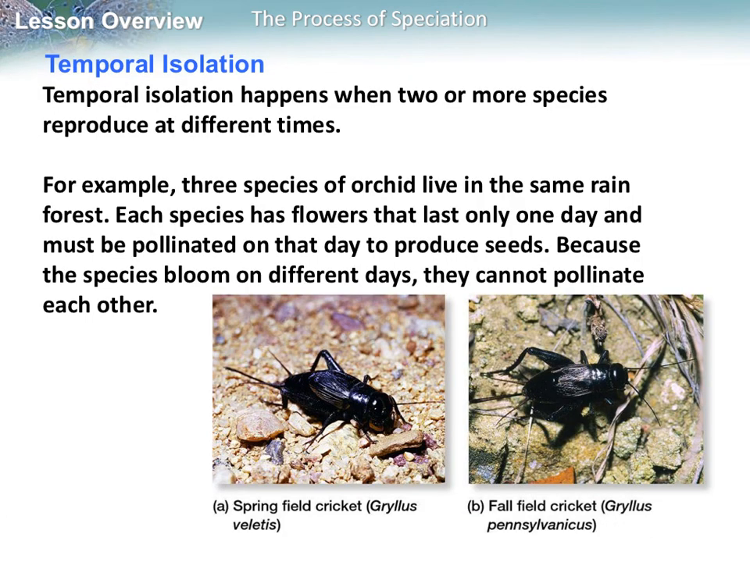The next kind of isolation is called temporal isolation, when two or more species reproduce at different times. So, for example, there might be 3 species of orchids that live in the same rainforest. Each species has flowers that last only one day and must be pollinated on that day to produce seeds. If they bloom on different days, they cannot pollinate each other, so they are isolated from each other. We also have crickets. We have the spring field cricket and the fall field cricket, and they reproduce one in the spring and one in the fall. They are different species.